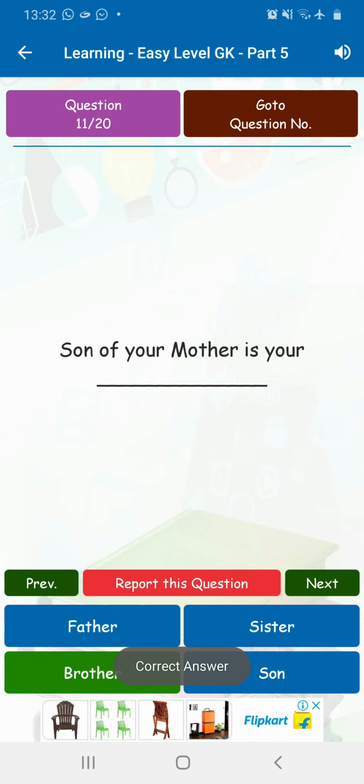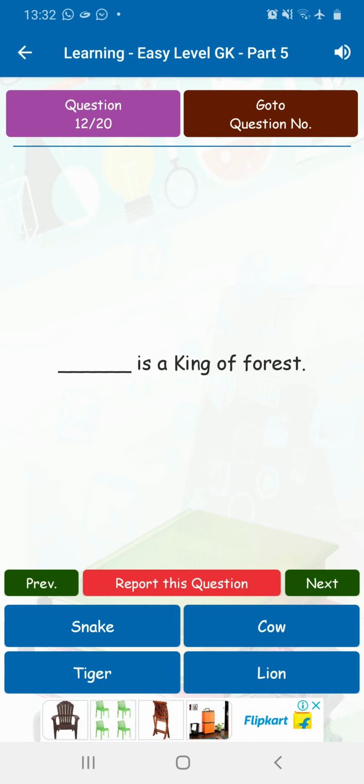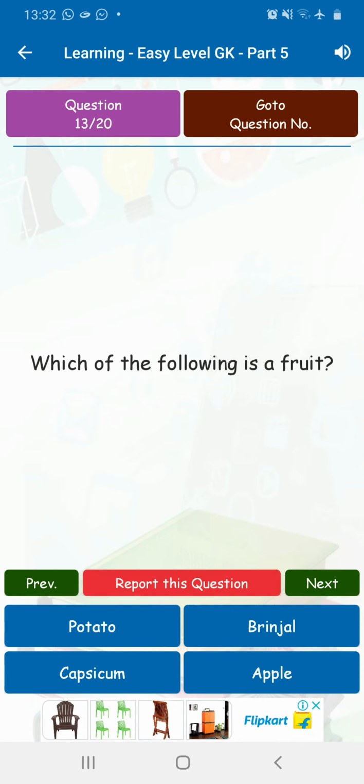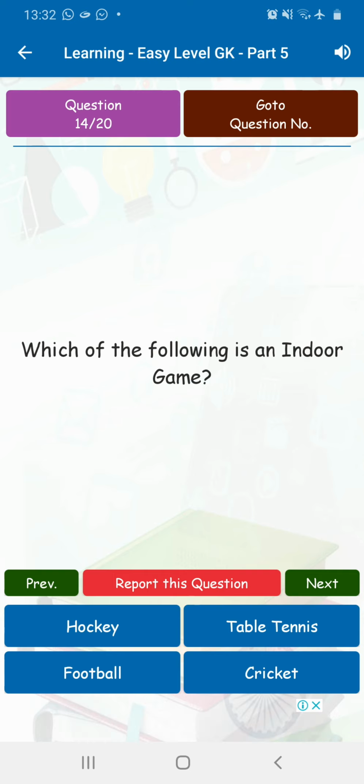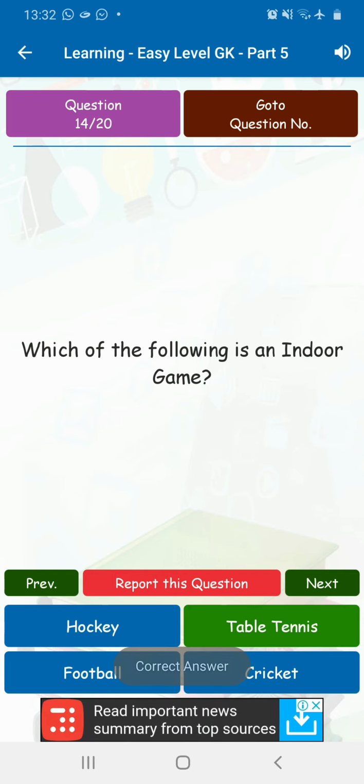The question was kind of weird. It didn't dissolve in my mind, okay? That is a king of forest. Okay, lion. And the queen is lioness. Which of the following is a fruit? Apple. Which of the following is an indoor game? This one is going to be the last test for me, so when this finishes, the video is going to finish too. Which of the following is an indoor game? Table.